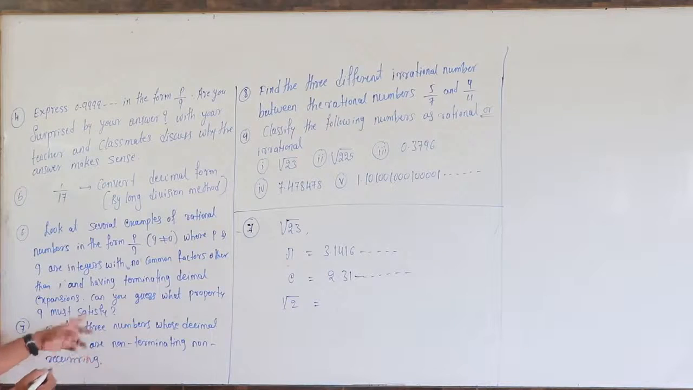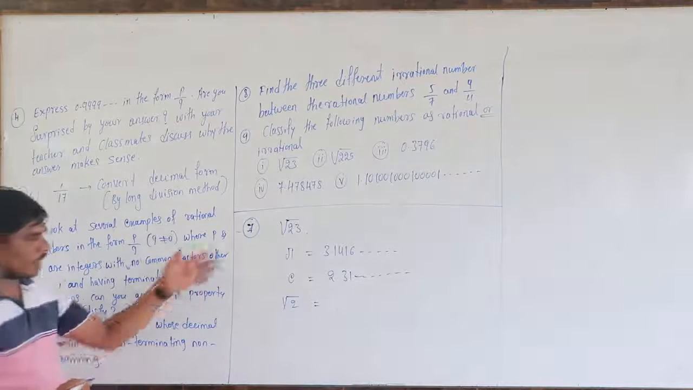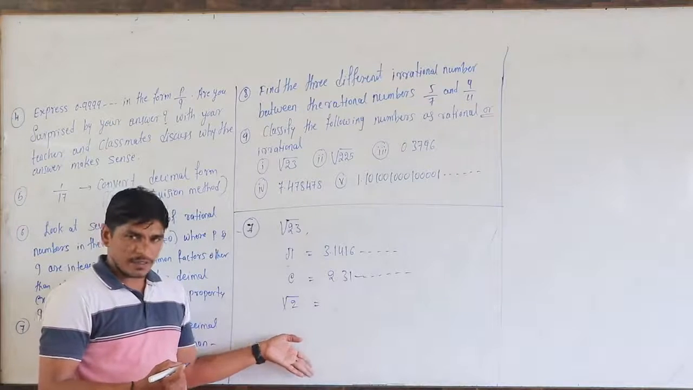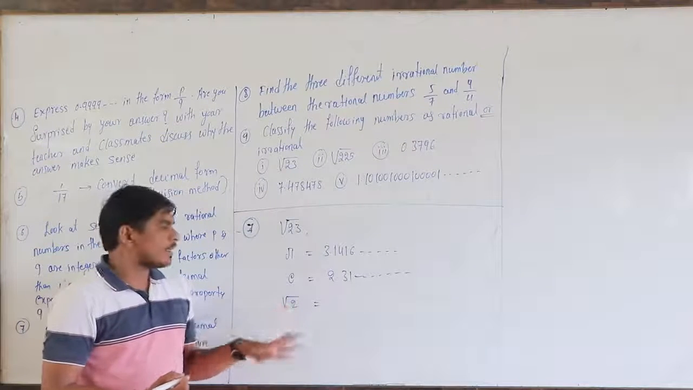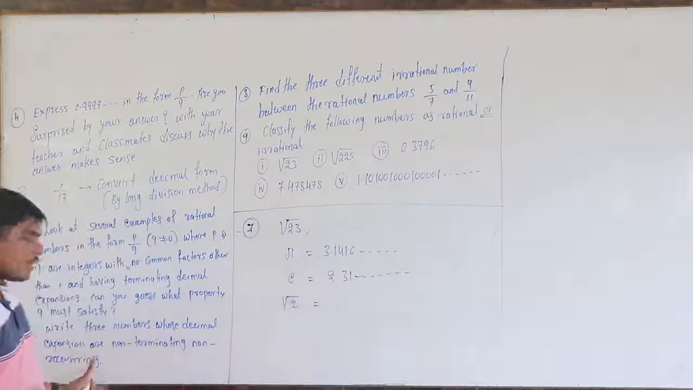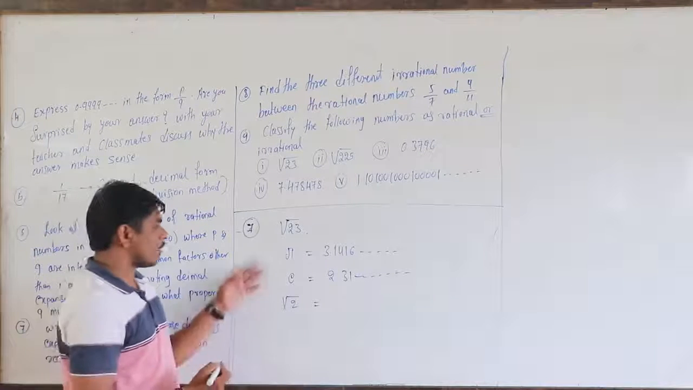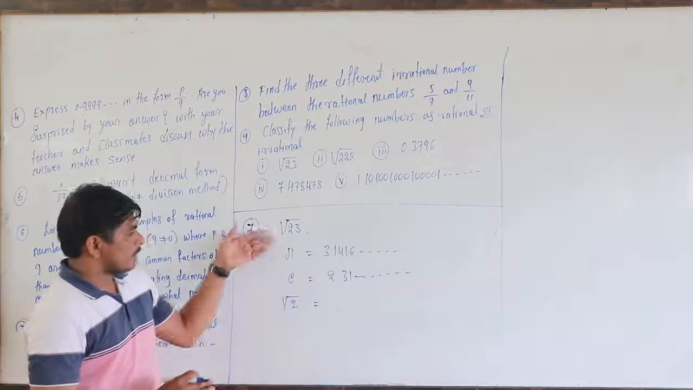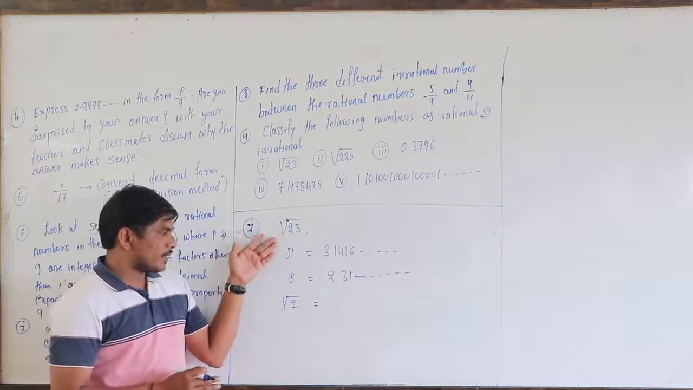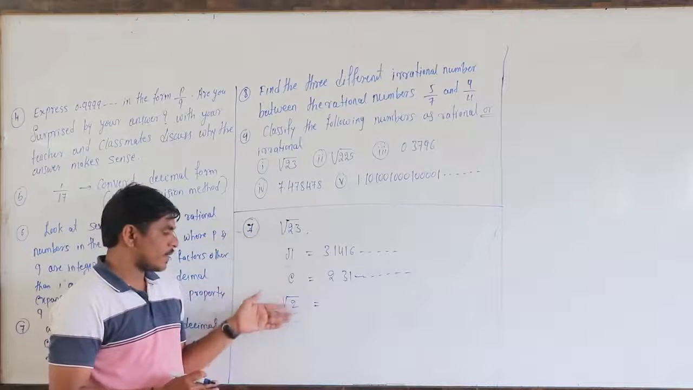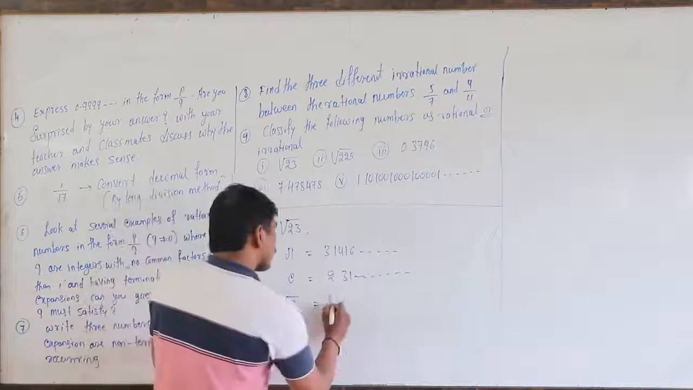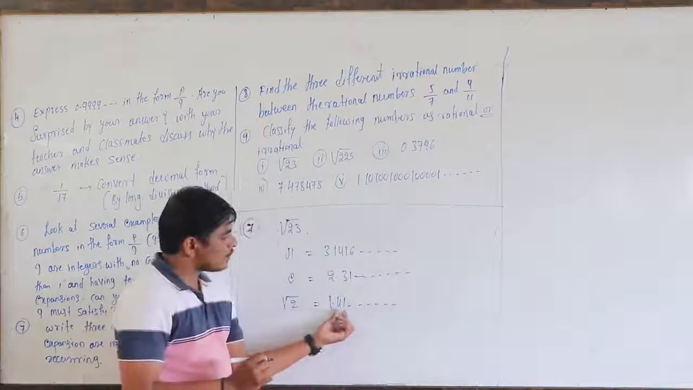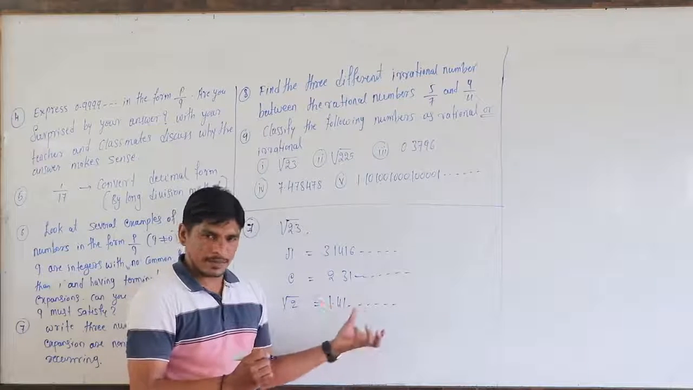But in this problem only 3 examples are needed. You can take root 2, root 3, root 5, root 7, root 10. All are non-terminating and non-recurring. Many examples are there. According to this problem, you take only 3 examples. Now, the 3 examples are root 23, e, and root 2, whose value is 1.41 and so on. These decimal numbers are not repeating.